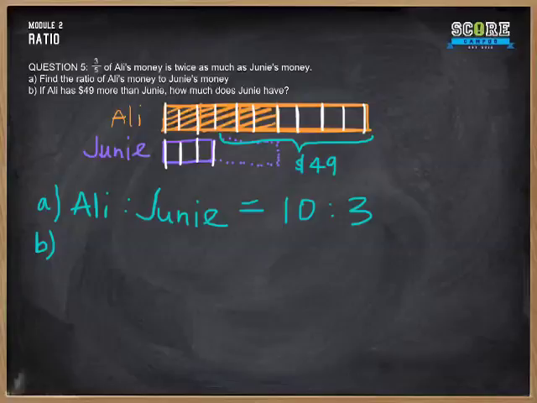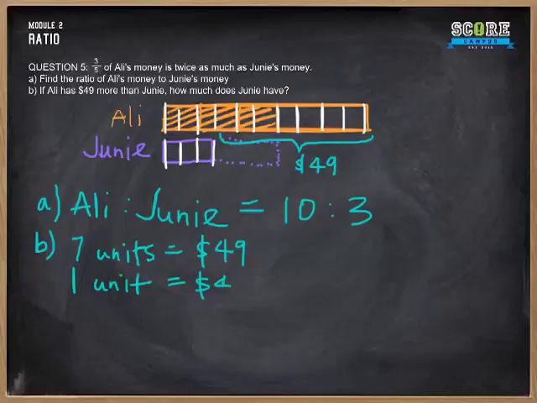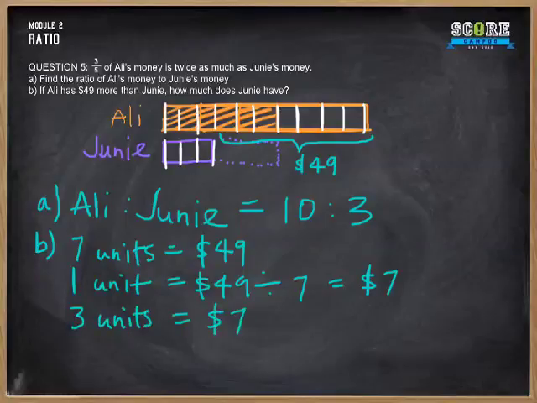So if 7 units is equal to $49, what is 1 unit? Back to units again, right? $49 divided by 7, and you know the answer for that one. That's going to be $7. So if 1 unit is $7, Junie has 3 units. 3 units is going to be 7 times 3. That's going to give you $21, and that is your final answer. Junie has $21, and the ratio is 10:3. Well done.